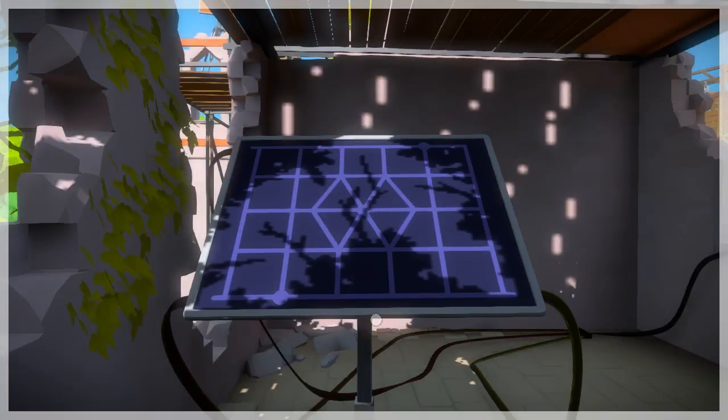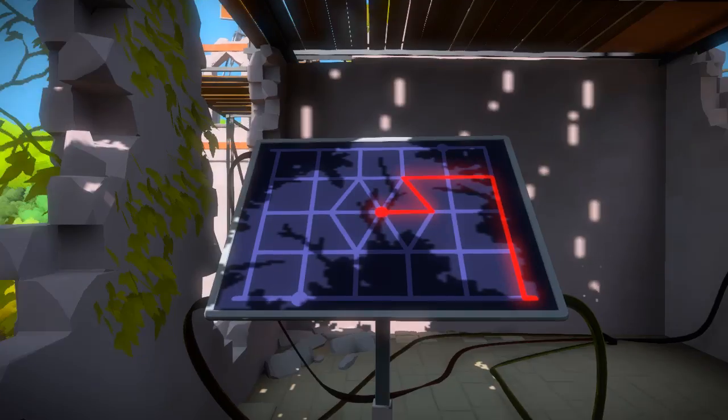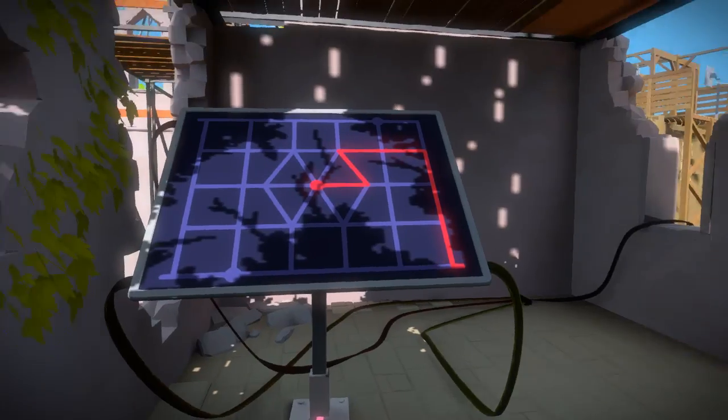Oh goodness, what are we doing here? What the heck? Oh no! I have to understand how these things work, and I don't understand how these things work. Oh no!